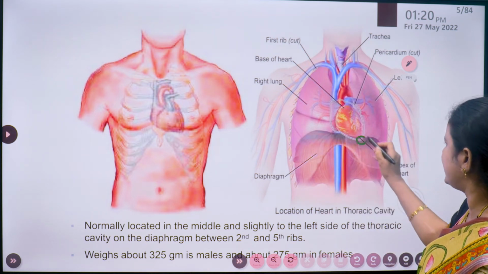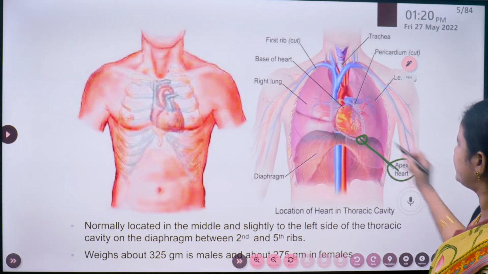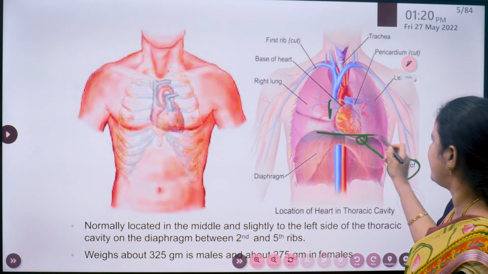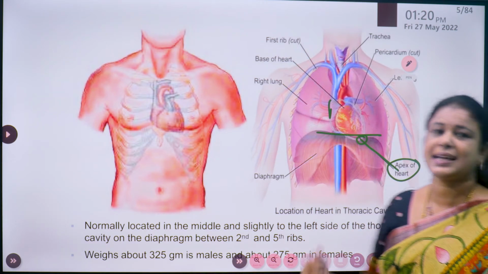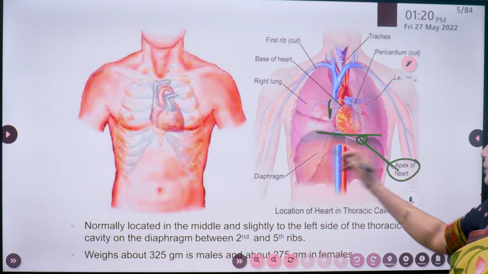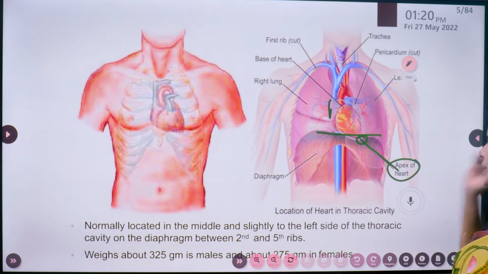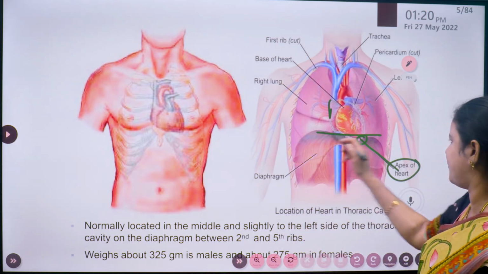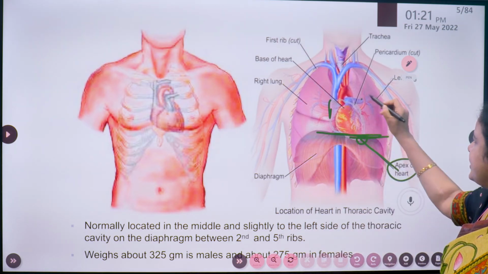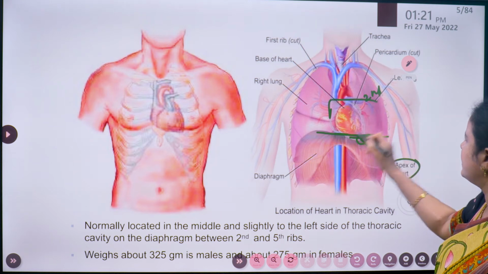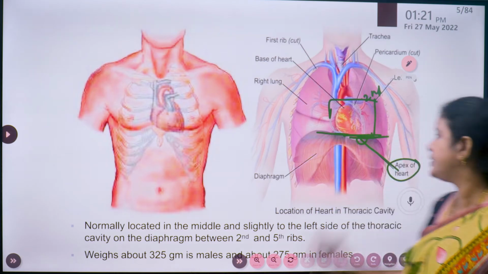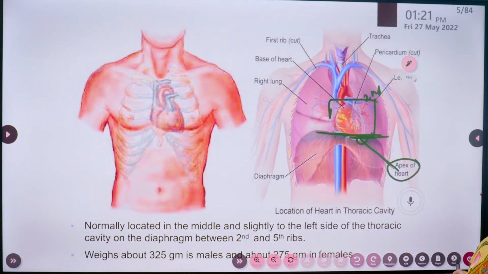This is the apex of the heart and this is the base of the heart. This is the diaphragm, which separates the thoracic cavity and the abdominal cavity. The heart is situated in the thoracic cavity, slightly to the left side, on the diaphragm, between the second and fifth rib.